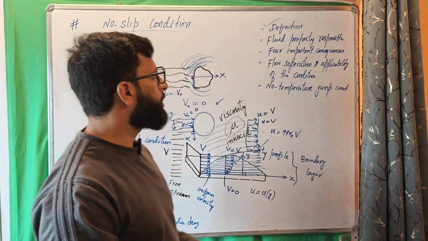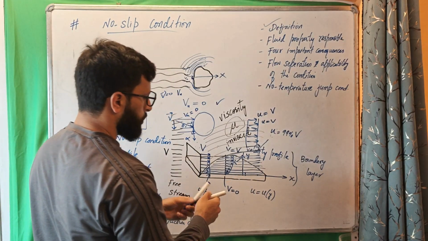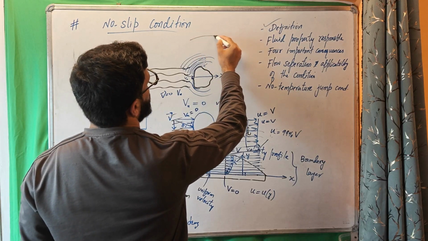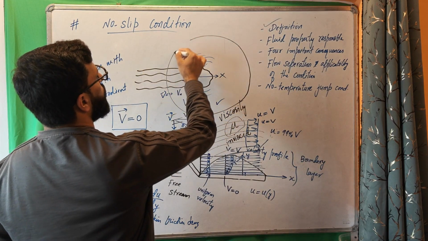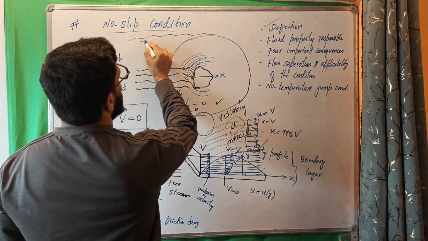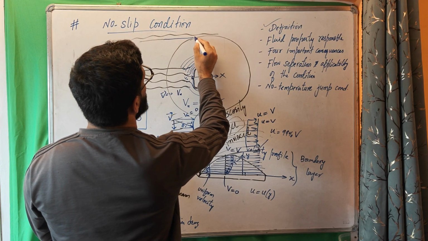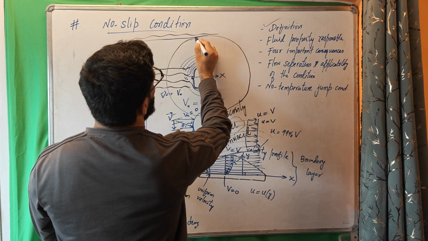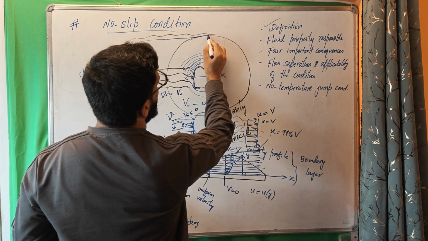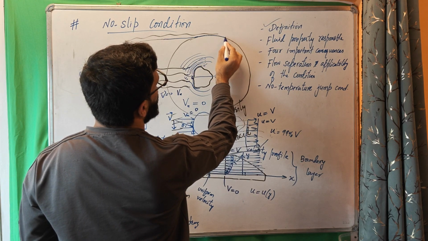Now, flow separation and applicability of the no slip condition. If this solid surface were not flat, but rounded, like fluid flowing over a cylinder, what will happen? The fluid layer in contact with this round surface will have zero velocity, and the fluid moving forward will remain attached to the solid surface.